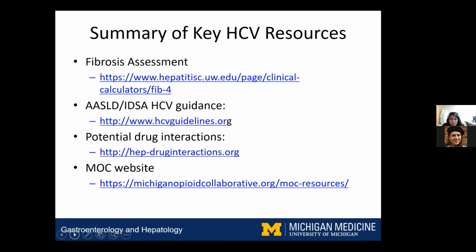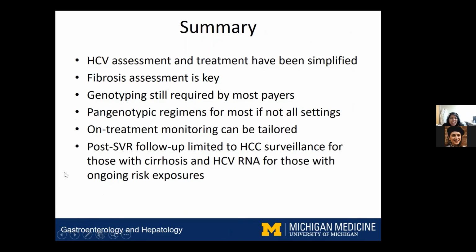Here's a summary slide with all of those assessments that you can just navigate to check your drug-drug interactions, do your fibrosis FIB4 calculation, the AASLD guidance, and the MOC website. I think this might be my last slide. Hep C assessment and treatment have been simplified. Fibrosis assessment is key before you start. Genotyping is still required by most payers. Hopefully that will be shifting soon.